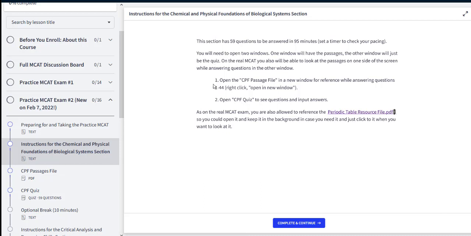So there are two things you're going to have. You're going to have two separate windows. One will be the passages, and one will be the actual quiz questions. On the real MCAT, you'll also have the ability to see side by side the passage with the questions like this. And also in the real MCAT, you'll have a periodic table resource file. I'm just going to open that and leave it in the background. You'll be able to click it open and close on the real MCAT as well.